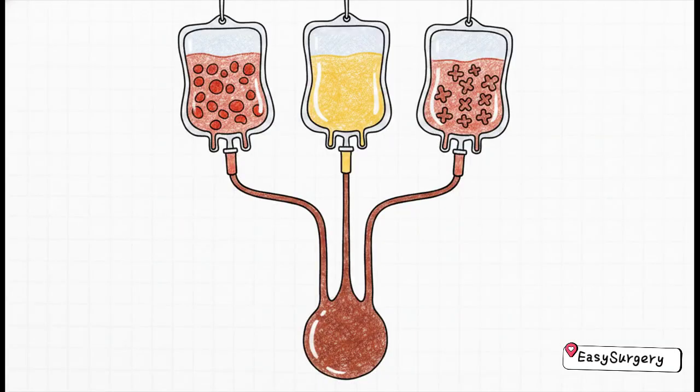But here's the catch. You can't just pump in packed red blood cells. To prevent a deadly dilutional coagulopathy, where you basically wash out the patient's ability to clot, we have to deliver packed RBCs, fresh frozen plasma, and platelets in a strict 1:1:1 ratio. This mimics whole blood and gives the patient the clotting factors they desperately need right then and there.